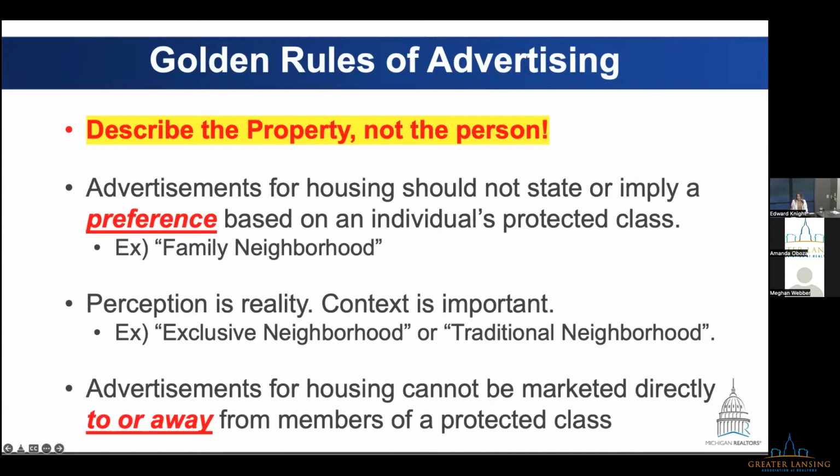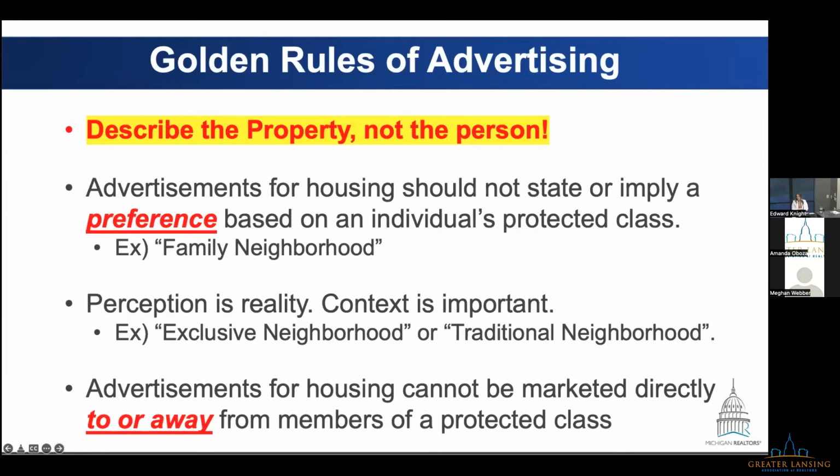You should really only be describing the physical attributes of the property. You want to avoid describing the ideal occupant or who you would perceive as the ideal potential purchaser for a property. Once you start describing your idea of an ideal occupant, that's when we start running afoul of fair housing law.